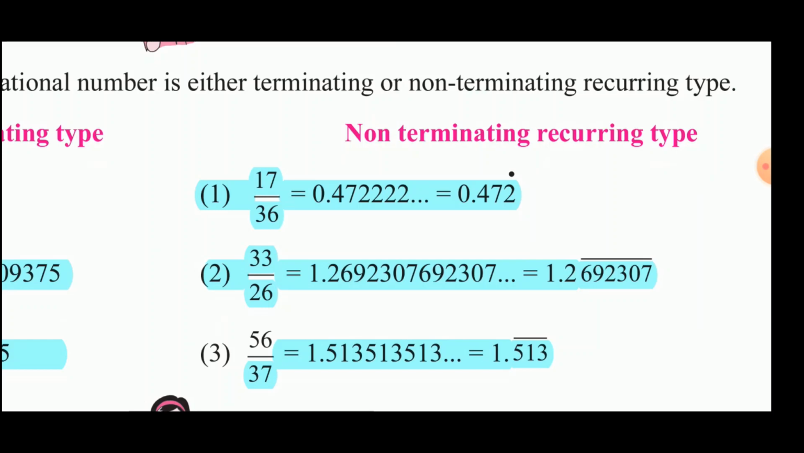So what is the decimal form here now? 0.472 with the 2 recurring. Now here, see the prime factors of 36: 2 into 2 into 3 into 3. So in the denominator 36, if you find the prime factors, then we get 2 and 3 as the prime factors of this 36. Then 33 upon 26. Again you find the decimal form of this. How much do you get?